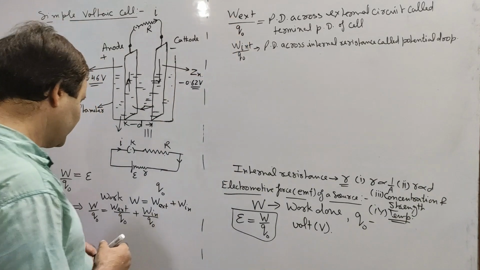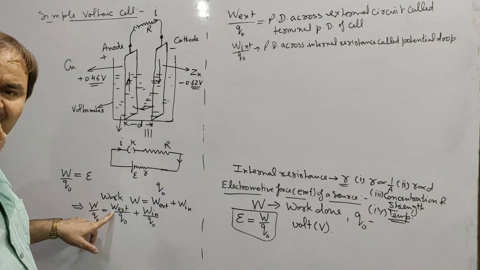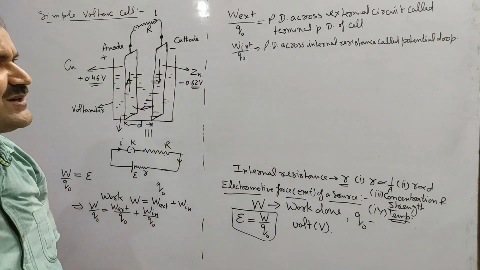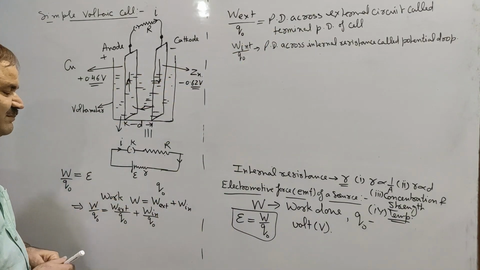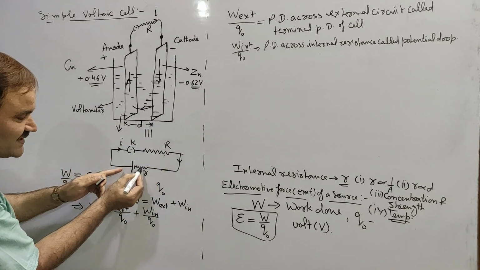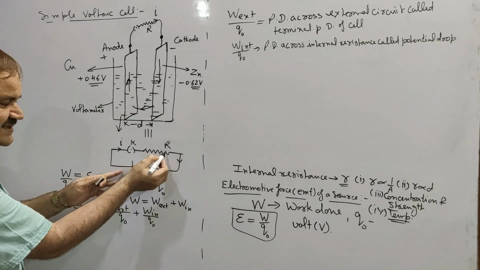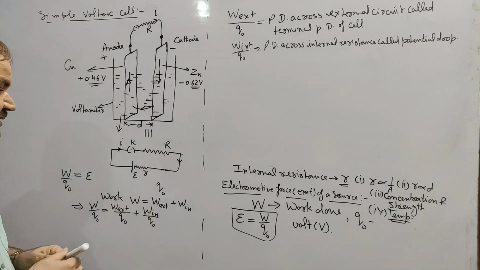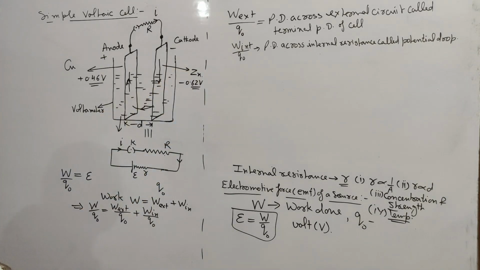W external upon Q naught will be work done by the source in moving a unit charge across the external circuit. Hence, it will give the potential difference across external circuit, also called terminal potential difference of the cell, because this resistor R is connected across the terminals of the cell, because this small r is within the cell. So external resistance R is the only resistance connected across the terminals of the cell. So potential difference across external circuit can also be called terminal potential difference of cell.